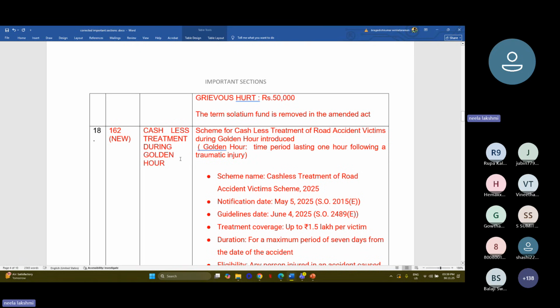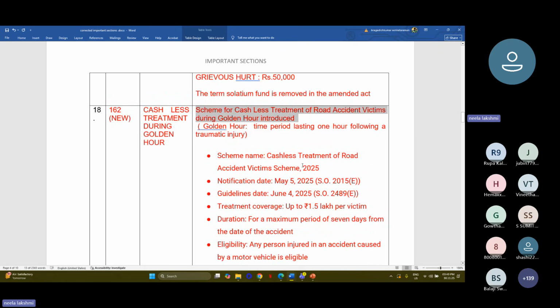Already we saw what the golden hour is. It is a 1 hour time period immediately following a traumatic injury. A new scheme is introduced to save the lives of road accident victims. A scheme for cashless treatment of road accident victims during the golden hour is introduced. This is a brand new amendment.